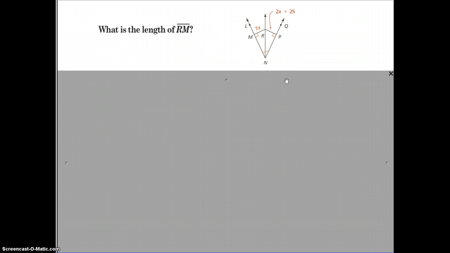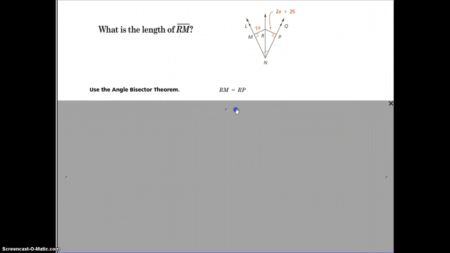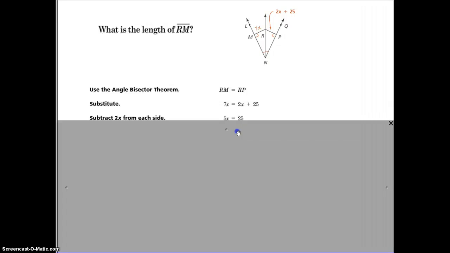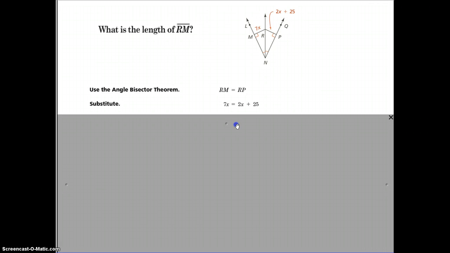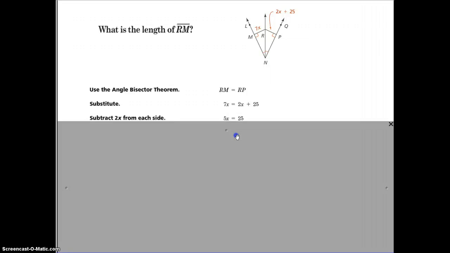What is the length of segment RM? Well, here's segment RM here. Do you see how angle N is bisected with these little arcs here? And we know that RM is perpendicular to LN, and segment RP is perpendicular to segment NQ. So we know we have an angle bisector. So we're going to use our angle bisector theorem that says segment RM is equal to the length of segment RP. So if we substitute in, we get 7x equals 2x plus 25.